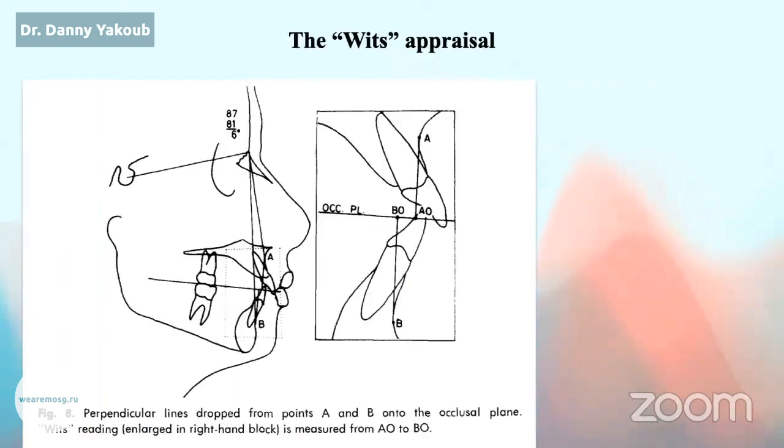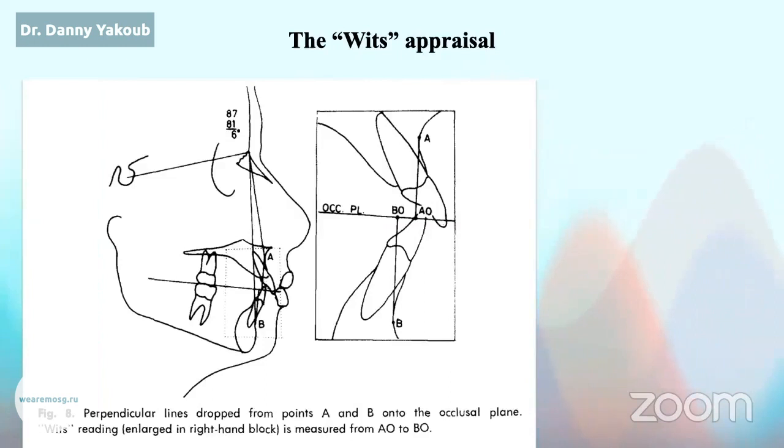So we need another cephalometric parameter that will help us identify what we should do with this patient, how to properly diagnose it, and to avoid these irregularities with the A and B angle. We have the Wits appraisal.